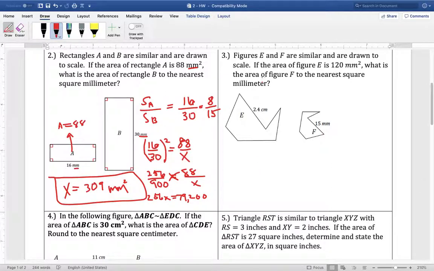Number 3. Figures E and F are similar, so they kind of look like two whales or something. I'm not sure what these are, but they're two polygons. If the area of figure E is 120 millimeters squared, what is the area of figure F to the nearest square millimeter? So they want answers in millimeters. Notice how this one is in centimeters.